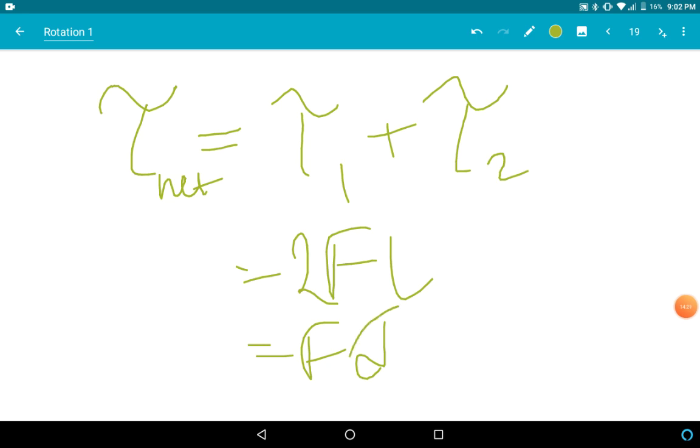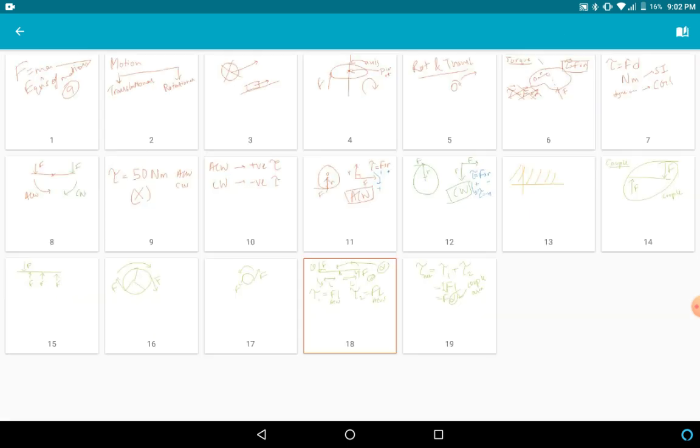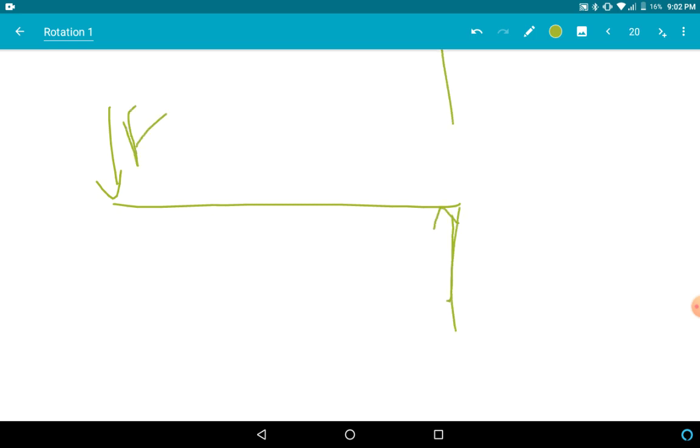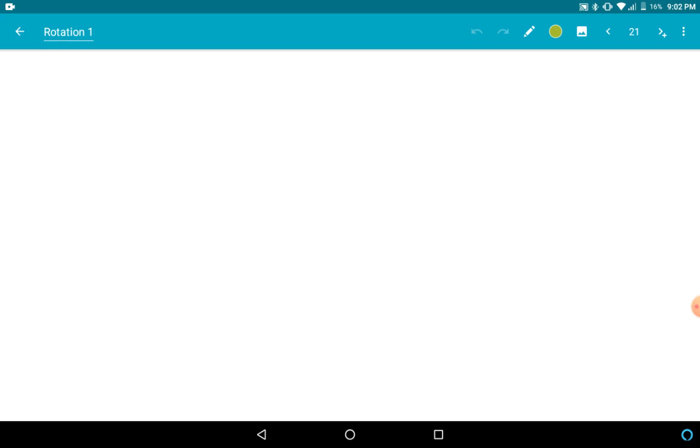Now let me tell you, this D is also called the couple arm. Couple arm, not the arm of the two people. Actually the couple arm is nothing but, in simple language, if this is the rod, F is acting here and F is acting here, extend it, and it is the perpendicular distance between the two. Understand? Very simple. Now let's talk about equilibrium.